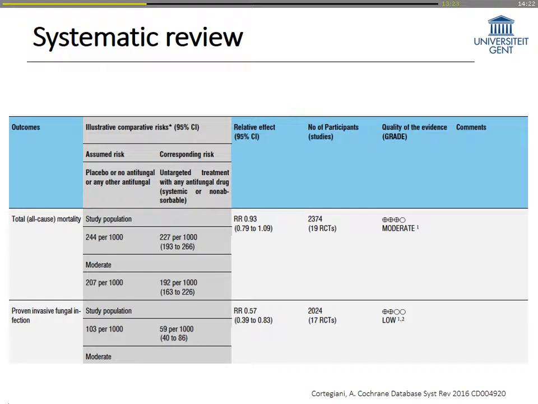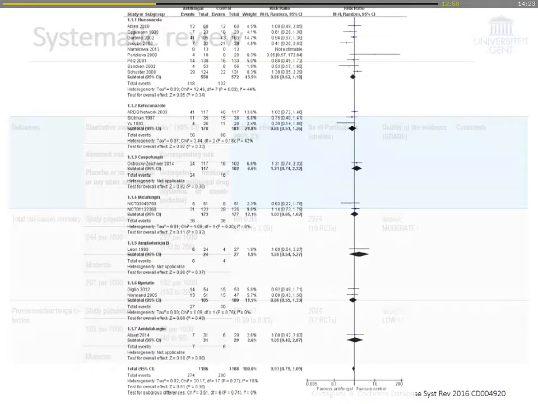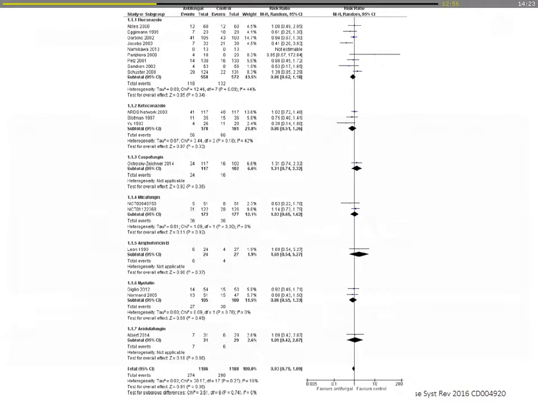Some of the studies also looked at proven invasive fungal infection, and this is where it gets interesting. Indeed, the relative risk is 0.57, so almost the risk is halved when using antifungals based on 17 trials, although the level of evidence of this specific subset of studies was low. So let's have a closer look at the evidence table.